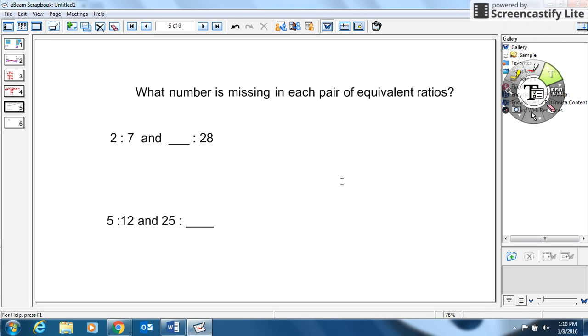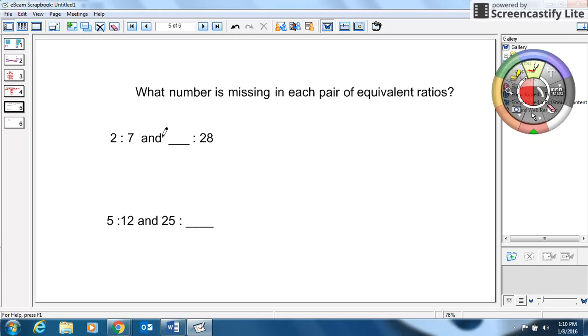Let's take a look here. Right here I have two ratios. They're equivalent. The problem is one of the numbers is missing out of the equivalent ratio. They're saying 2 to 7 is equal to blank to 28. So let's solve this.